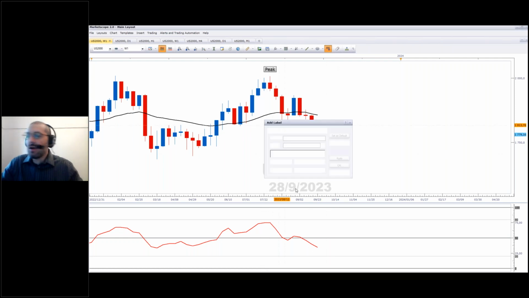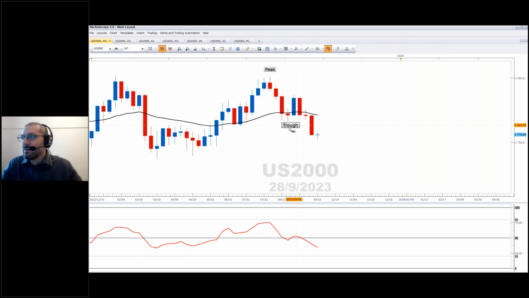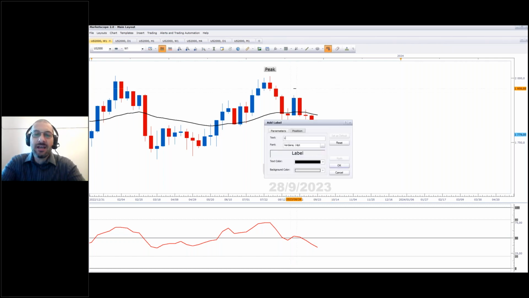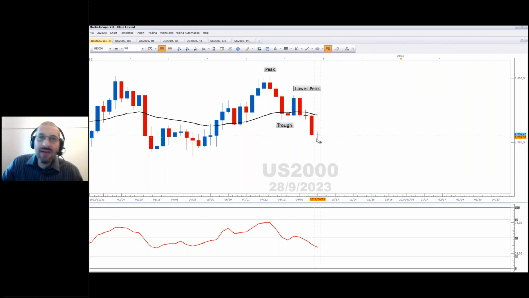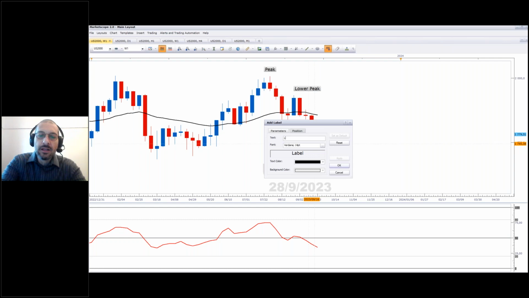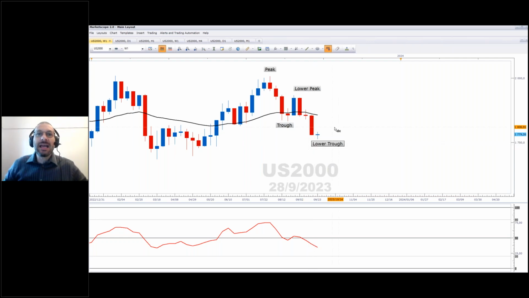Okay, we've got a trough. Once we've got these references in, it becomes quite easy to see the next point in the series is a lower peak. Well, that's a sign of weakness. Not only do we have a lower peak, we've got a lower trough on a small companies basis. That to me suggests that there is real strain again going into Q4 next week.